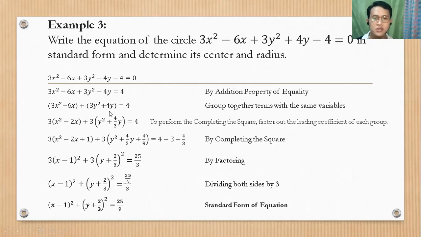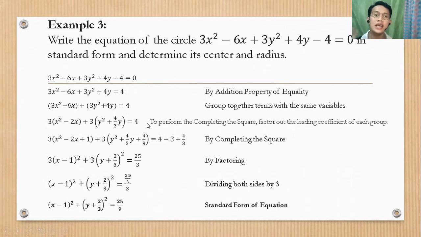Plus, factor out also the leading coefficient in your y, which is 3. So when you factor out 3, 3y squared divided by 3 is y squared, and then 4y divided by 3, so basically that's 4 over 3 y. Next, copy the constant 4.